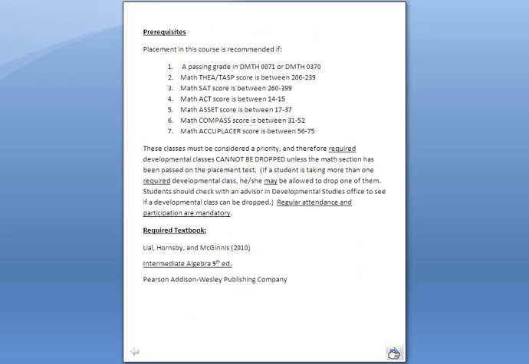To be placed in this course, you must meet one of these categories that's listed here. Passing 0071 or DMAP 0370, and you can read the rest of these. Make sure that you are in one of these categories.